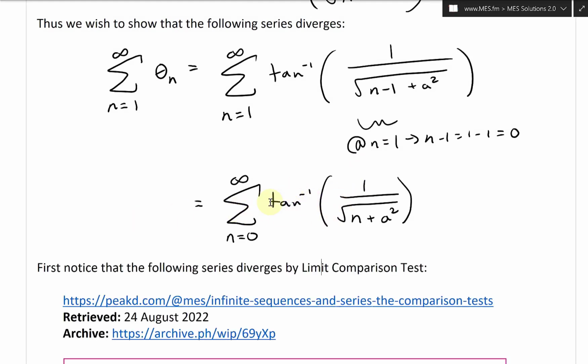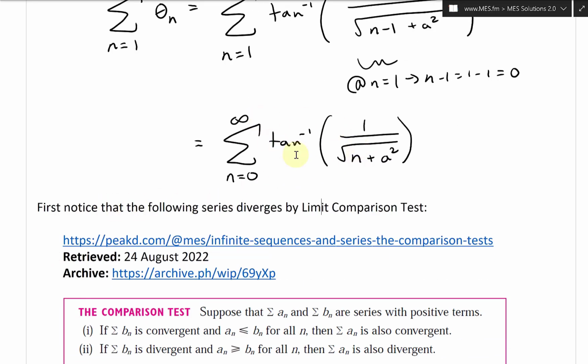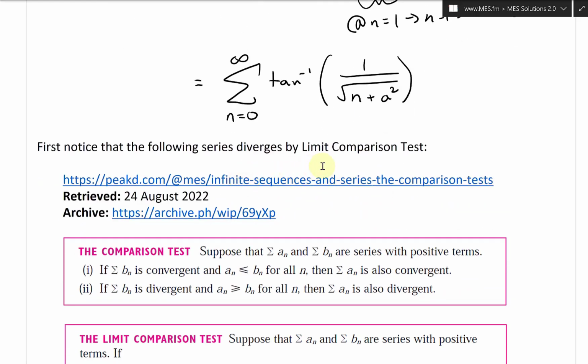Alright, so we wish to show this diverges, but first we'll notice, because it's a bit complicated with this inverse tan and then 1 divided by the square root of n plus a squared, that the following series diverges by the limit comparison test. In other words, if we take a series of this inside function, 1 divided by the square root of n plus a squared, this diverges by the limit comparison test, because if we got rid of this a, it would just be a p-series where p is equal to 1/2, and that diverges.